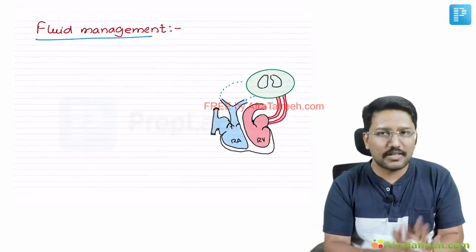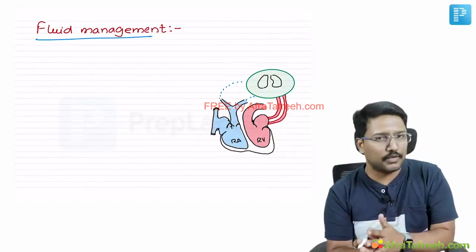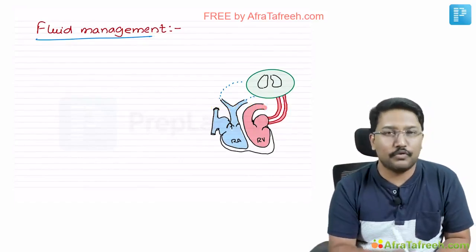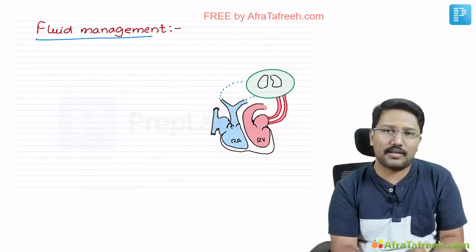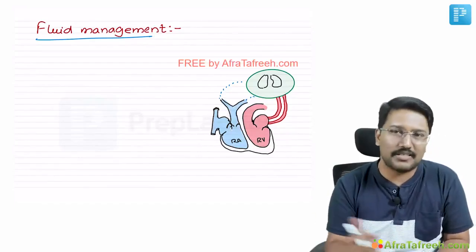I have already told you, restriction is generally advised. Why do we advise fluid restriction? It is not a cardiogenic pulmonary edema. It is not because of hypoproteinemia. It is not because of the fluid overload. The pulmonary edema here is because of the alveolar injury. Then why are we recommending fluid restriction?